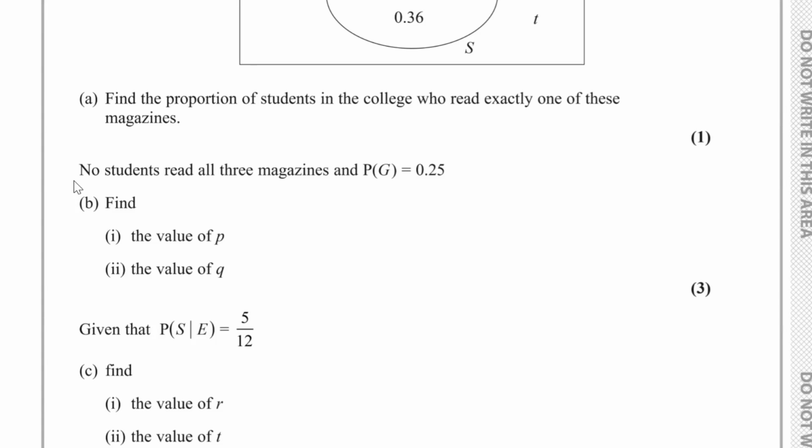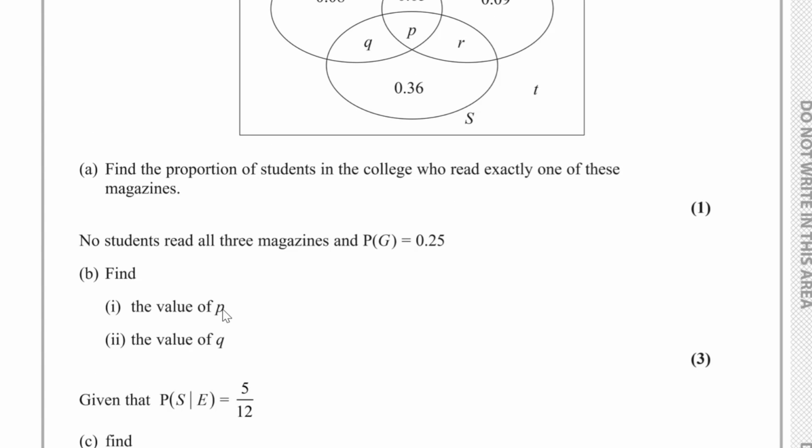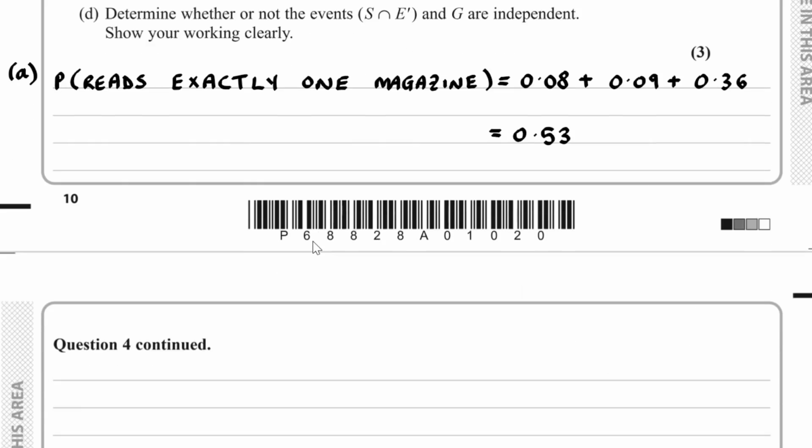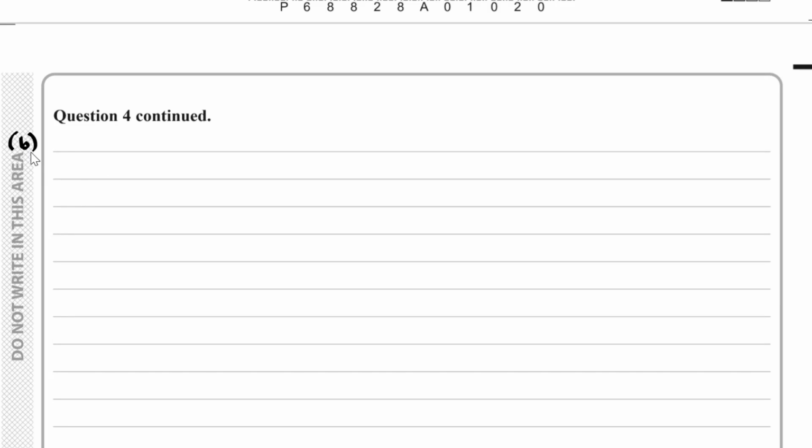Now, for part B, no student reads all 3 magazines, and the probability of G is equal to 0.25. We have to find the values of P and Q. Well, if no student reads all 3 magazines, that would suggest to us, for part B, that the probability of G and E and S is equal to 0. So the probability that we read all 3 magazines is equal to 0. And we also know that the probability of G is equal to 0.25.